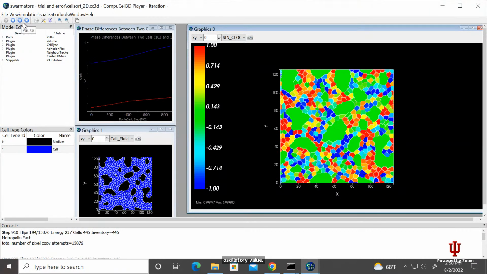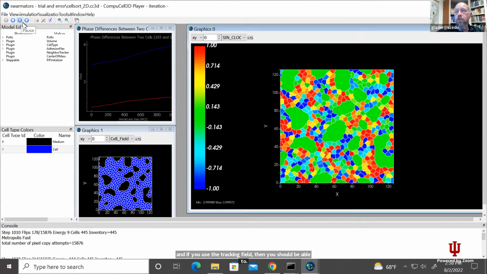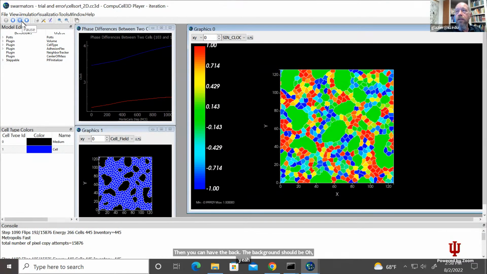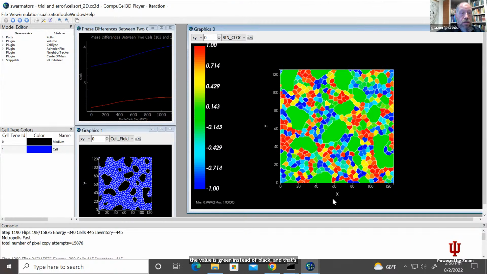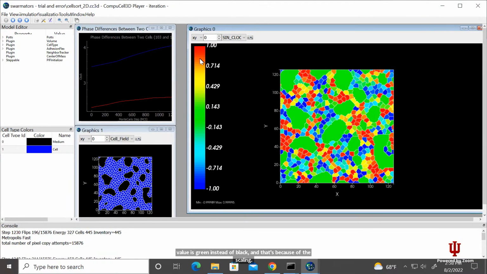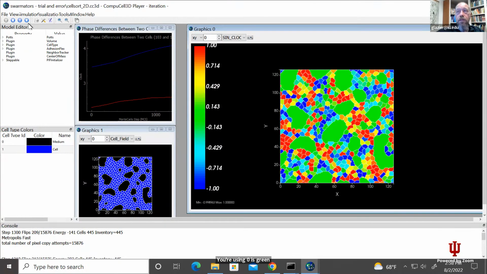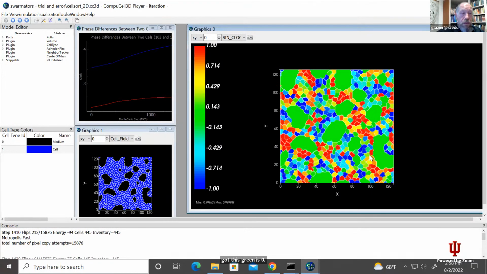Yes. And if you use a tracking field, I understand what the issue is. You're saying that the value is green instead of black, and that's because of the scaling you're using. 0 is green. Numbers are going between -1 and 1, and you've got green as 0. So the values are 0 in the medium.